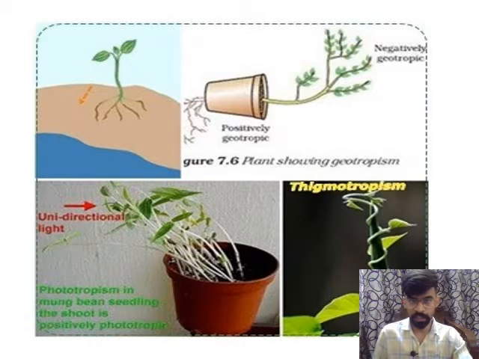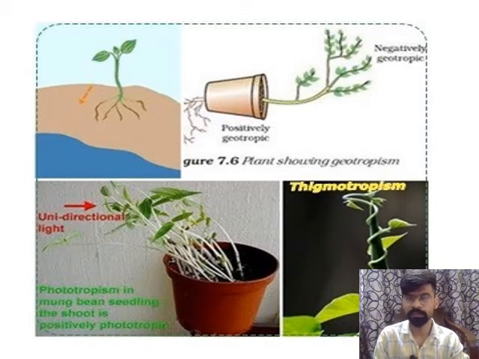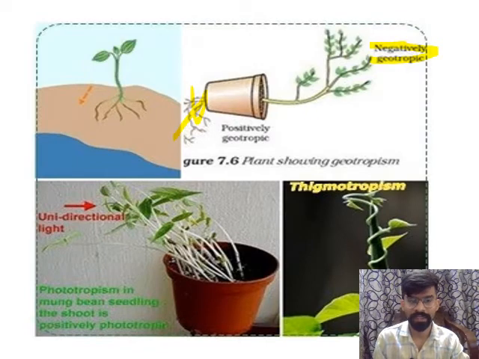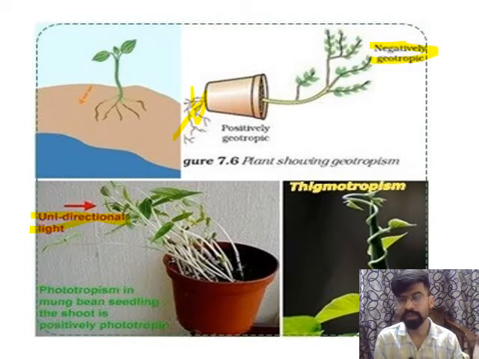Yes, this is the picture explanation of these movements. Here you can see the stem is negatively geotropic. The stem moves away from gravity, and the root moves towards gravity. It is positive. And then this is the phototropic response to light. The plant will bend towards the direction of sunlight.